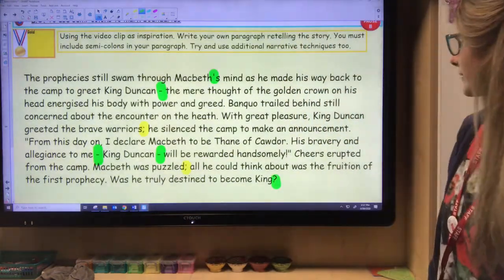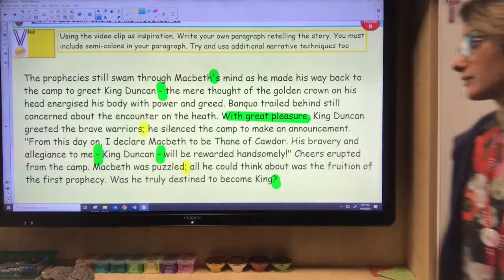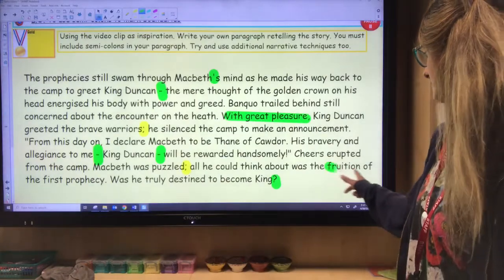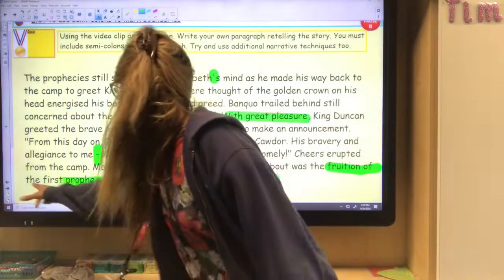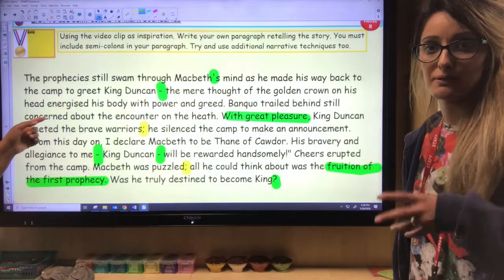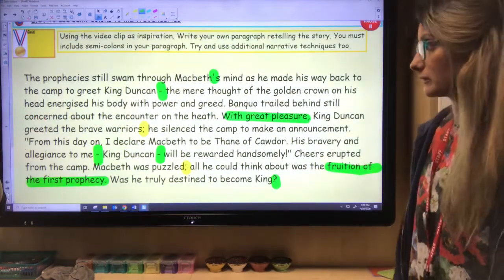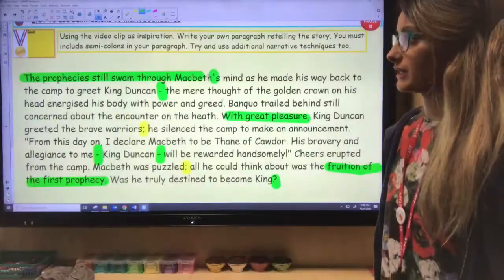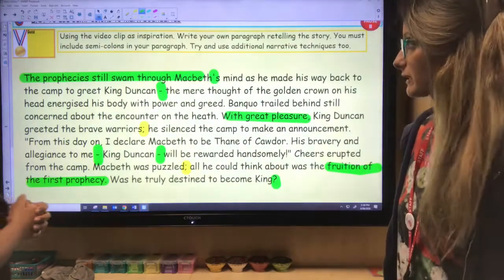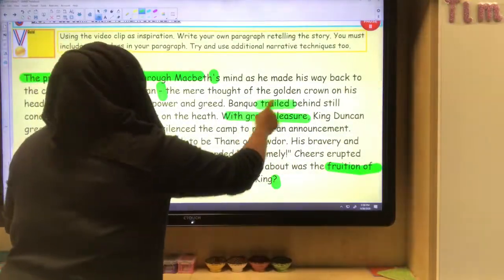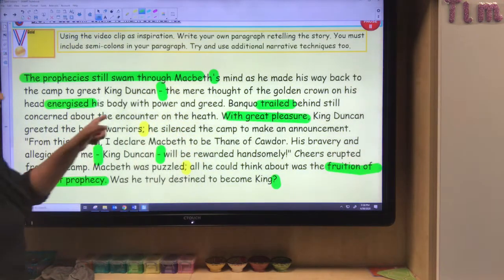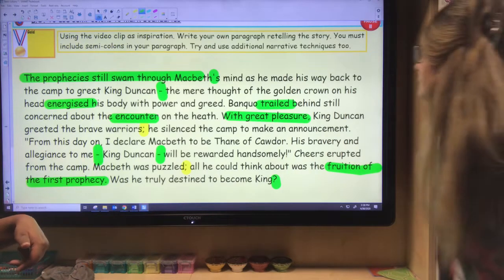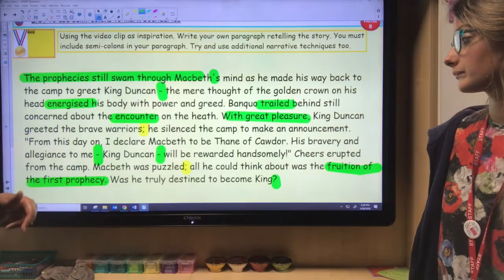Yeah, a rhetorical question. I'm just having a quick look here. A subordinate clause, 'with great pleasure', so starting sentences in different ways. Lots of high quality vocabulary. You can tell this will be a greater depth standard. 'Fruition of the first prophecy' has come from reading. The only way you're going to expand your vocabulary is through reading high quality books. And then you've also got some figurative language here: 'the prophecy still swam through Macbeth's mind' is personification, because prophecies wouldn't swim. And also high quality vocabulary: we've got 'trailed', 'energised', and 'encounter', meaning meeting someone. It was really good, and it's a short paragraph as well, so not very long. Lots of good ideas there to inspire you.